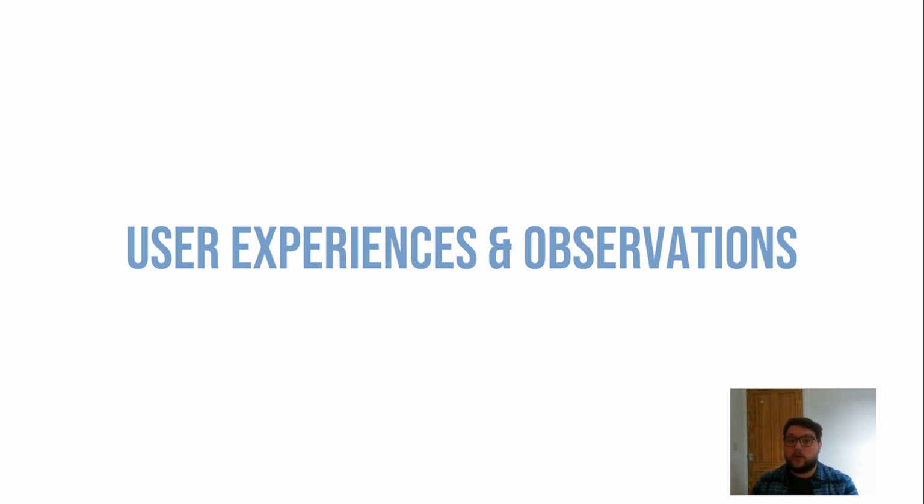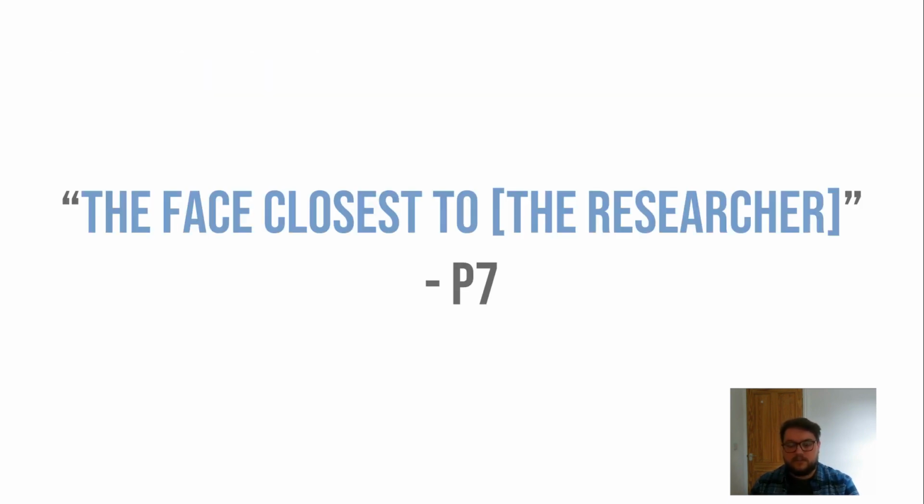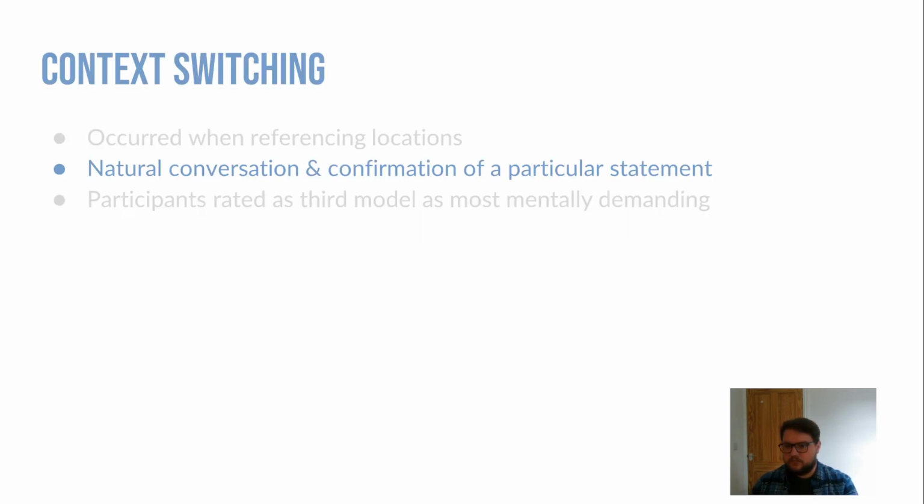We also looked at a qualitative perspective of how people use the system and how they appropriated the tools that they had been given. We observed that context switching occurred a lot when referencing locations of the virtual object. For example, one participant said, "the face closest to the researcher." We also observed it happening when participants wanted confirmation of a particular statement that they had said, or even in natural conversation. For example, when a participant addresses a particular person, they would glance at them.